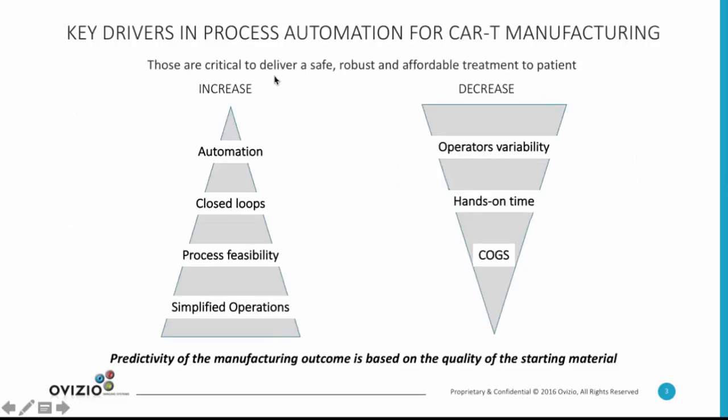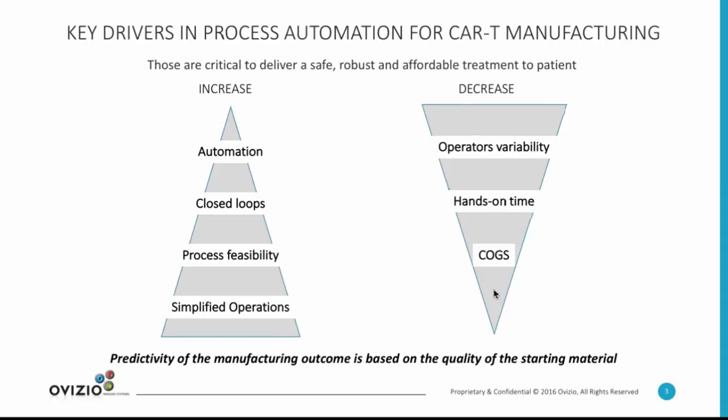The key drivers in the process automation for CAR T manufacturing, some of you will know this very well. So they are, of course, critical to deliver a very safe, robust, and affordable treatment. So in order to do that, we would like to increase the automation. We would like to increase the closed loops and feedback loops in our process. We would like to increase the process feasibility and, of course, simplify a lot of the operations.